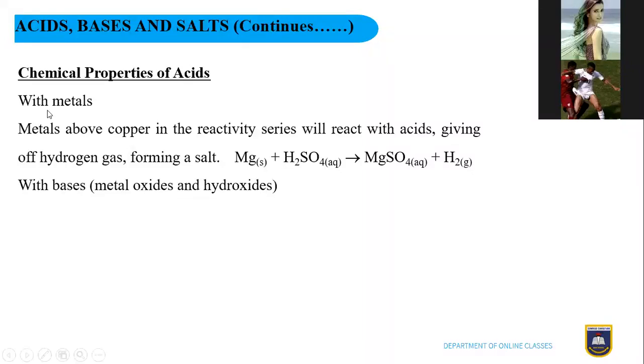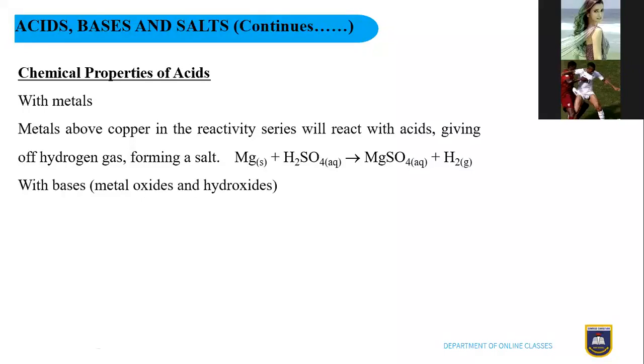Okay, so the first one with metals, what I mean by that is acids react with metals. And what happens when they react with metals is what I've just told you. Then acids also react with bases. And bases are metal oxides and hydroxides.